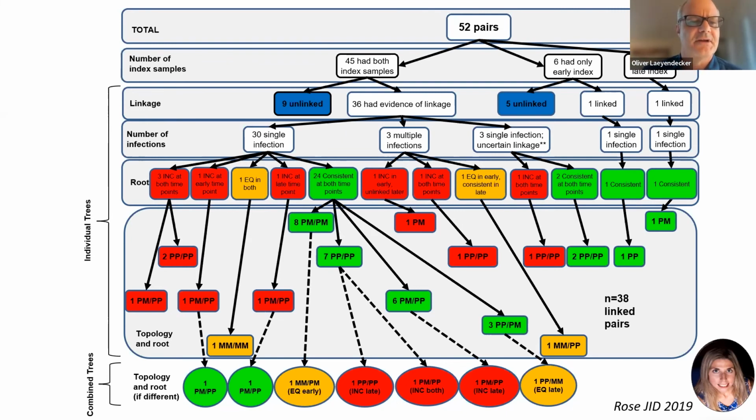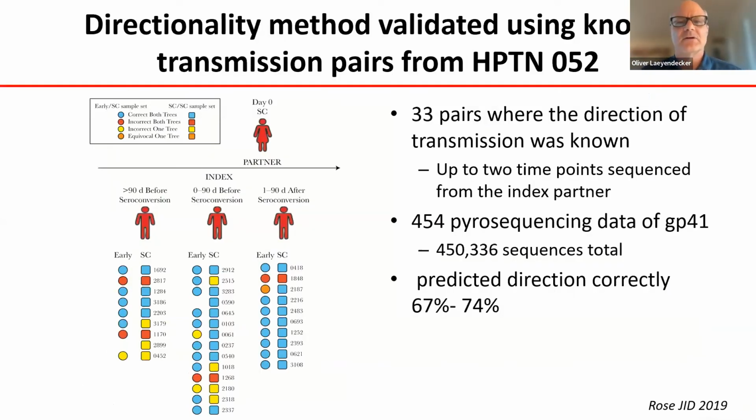Then, all right, in terms of looking at the trees and the topology of those trees among those linked pairs, and determining whether or not, because we knew the direction of the transmission, the phylogenetic trees demonstrated that had happened. And so here, this distilled down to, again, fewer pairs, because we're looking at pairs which didn't have evidence of mixed infection.